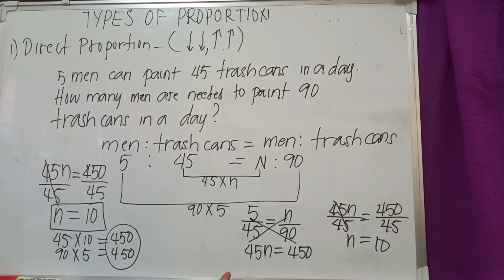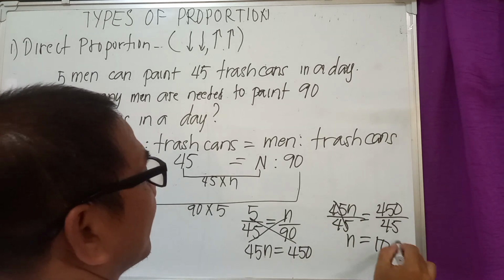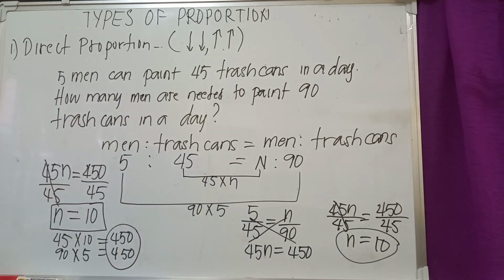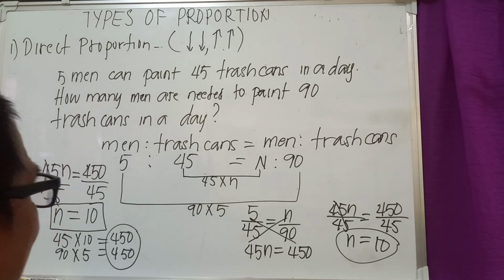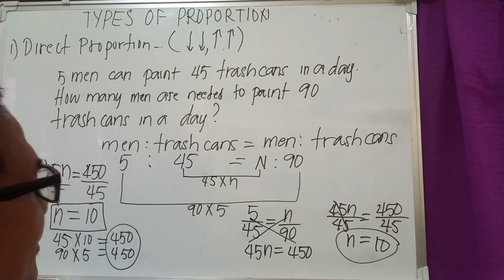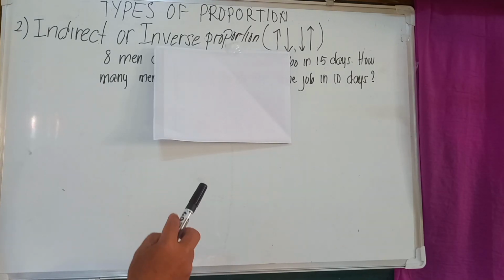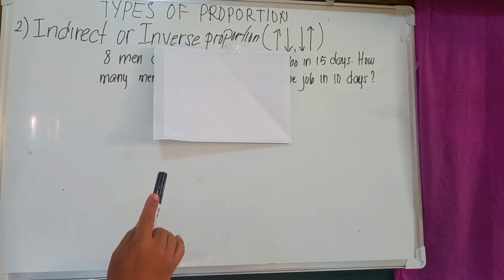So, sa ginamit natin kaninang column form, we got 10. Dito sa ating fraction form, we also got 10. So, 10 men are needed to paint 90 trash cans, as 5 men are needed to paint 45 trash cans. Did you get it? Let's proceed to the other type of proportion.